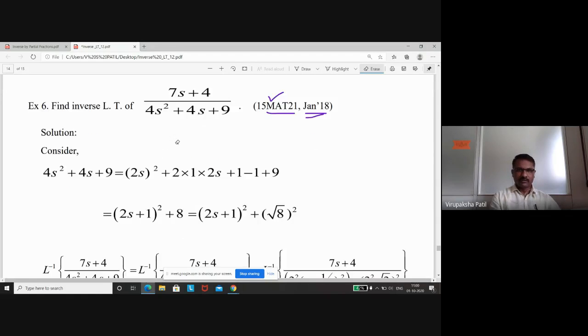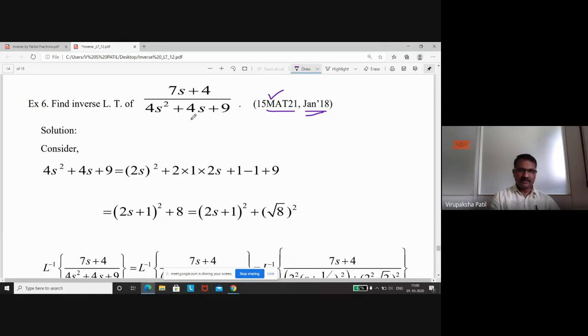Now, I have to make this a perfect square. So for that purpose, what will we do? We will consider 4s square plus 4s, and I will tell the other method side by side also. First, we will check my method. 4s square plus 4s plus 9 you have there. What you will do? First, I will write this as a square. That is, 4s square can be written as 2s whole square. Am I right?